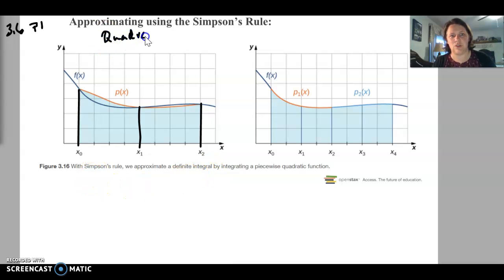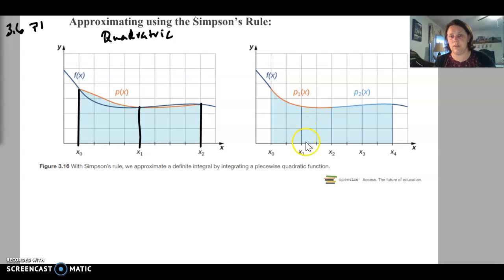Okay. So we went from just using a midpoint value to using the two endpoints and making trapezoid rule, to now what we're going to do is make a quadratic equation. So f of x is the curve of the equation that we want to find. P of x is a quadratic equation that we want to make very close to our f of x function.